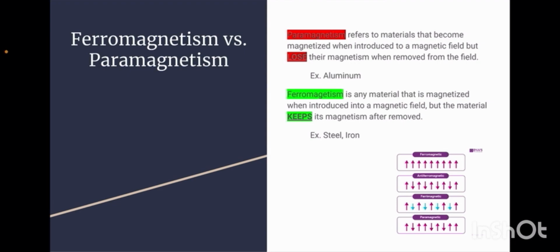Ferromagnetism versus paramagnetism. Paramagnetism refers to materials that become magnetized when introduced to a magnetic field, but lose their magnetism when removed from a field.